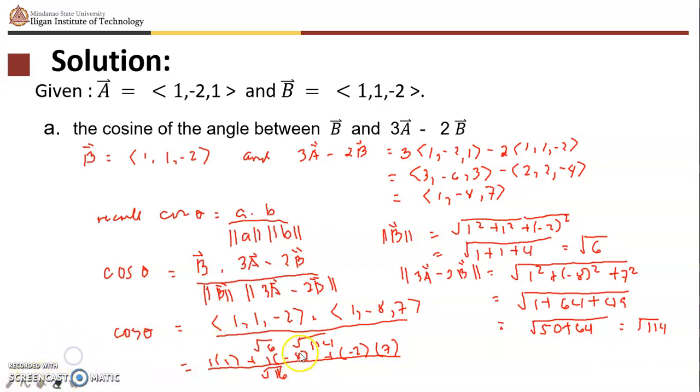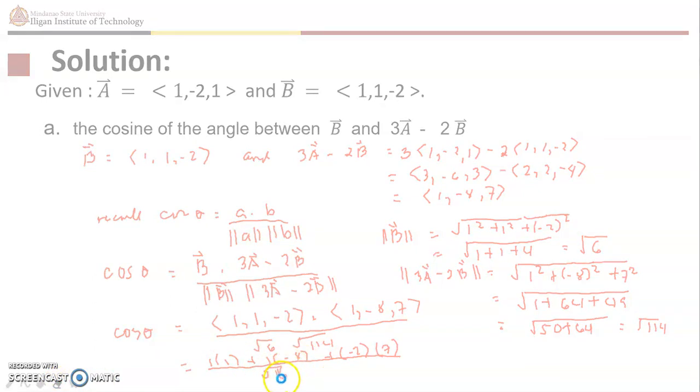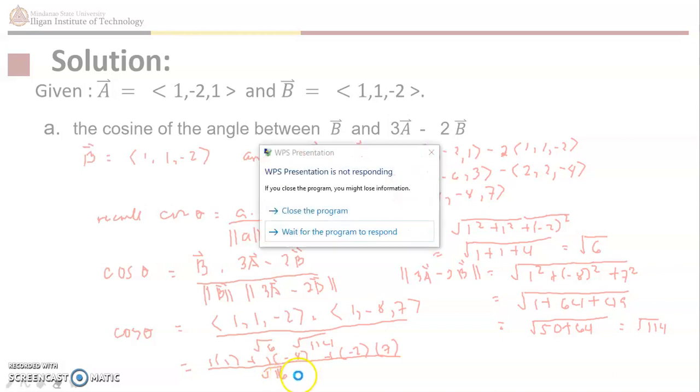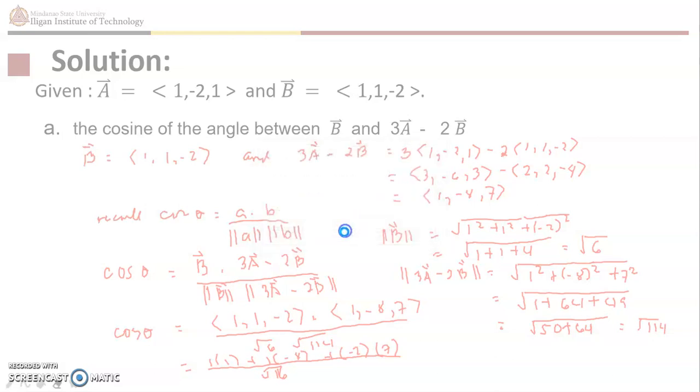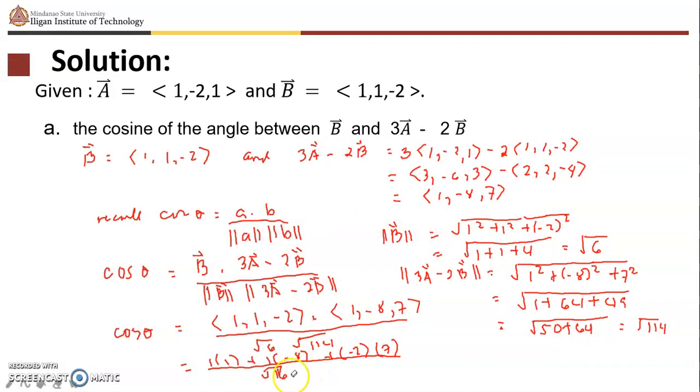Eraser. From erase. Should be square root of 6. Okay, let's go back to the pen.